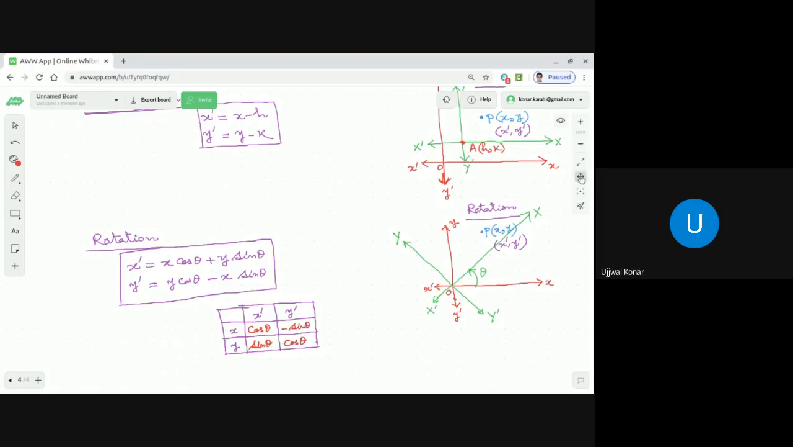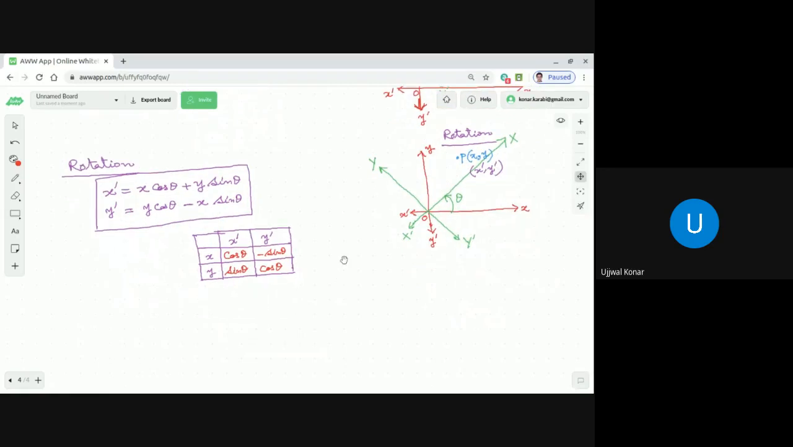Now, dear students, if you remember this table, then theta is known to you anyway. Then you can find the value of x in terms of x dash, y dash, theta, or x dash in terms of x, y, and theta. How? So from this table, how can we form it? This table actually tells you that x is equal to x dash cos theta minus y dash sin theta. Correct, no?